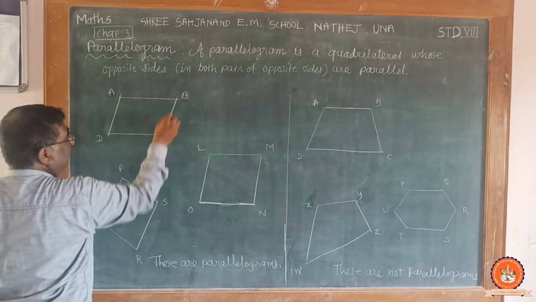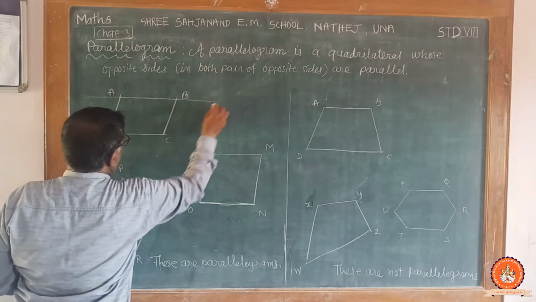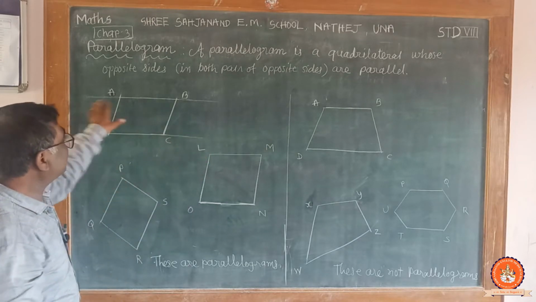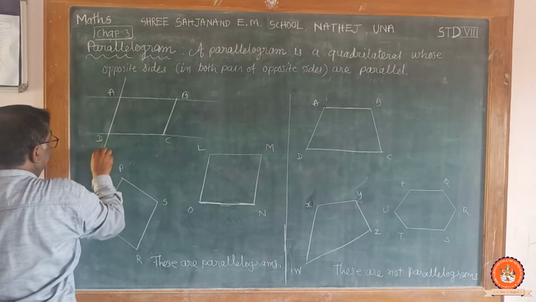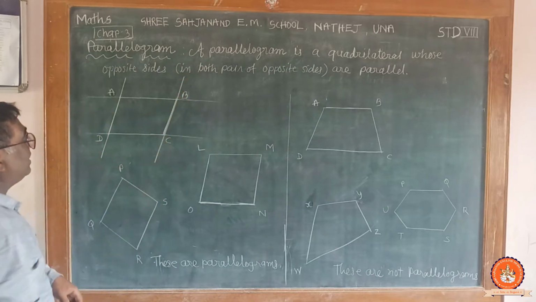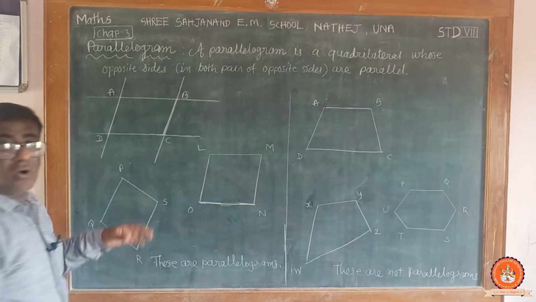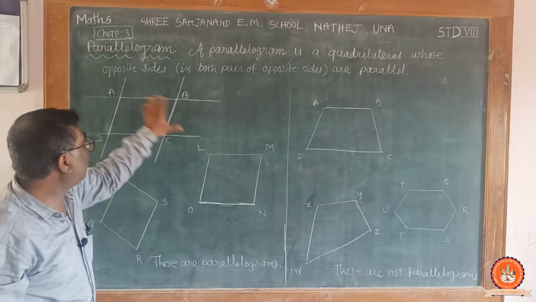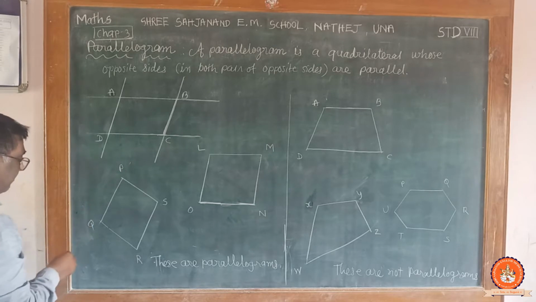This is quadrilateral ABCD, and if you produce side AB and side DC, you can see that AB seems to be parallel to DC. Similarly, if you produce side AD and side BC, they seem to be parallel to each other. Even if produced so long, the sides are not going to intersect each other, which means both pairs of opposite sides are parallel, and that's why this one is a parallelogram. Look at it in PQRS also.